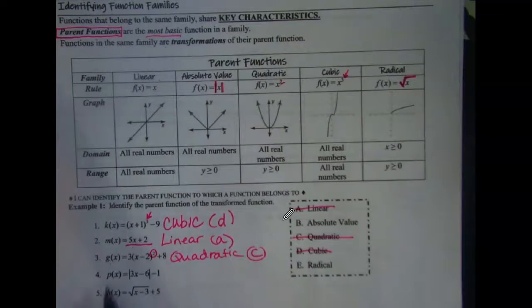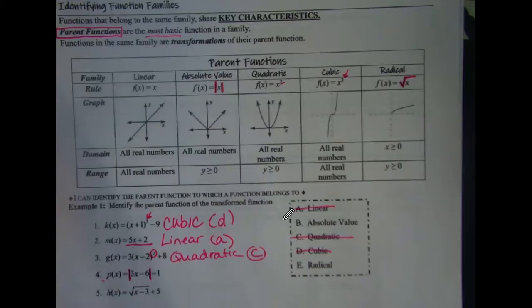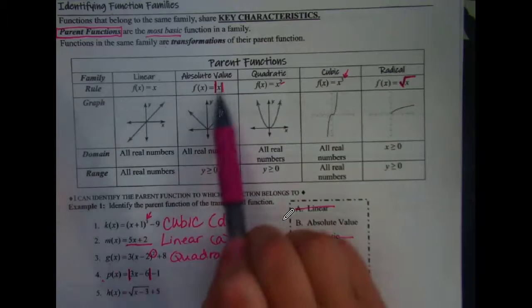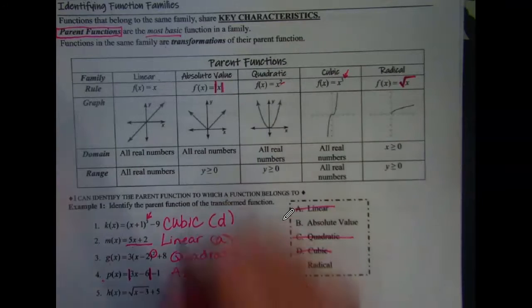Cross out. The next one, P of x equals, and those straight bars, remember, those mean absolute value, so that matches right up here. I see absolute value signs. That's the type of function, parent function we're going with. So the type is absolute value, and I like to abbreviate that one.